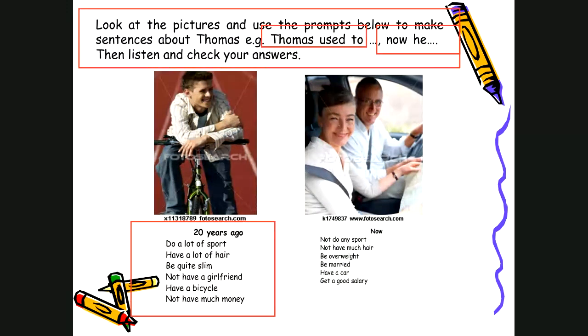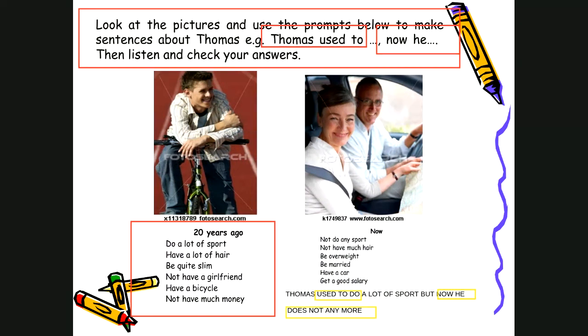I will write one example for you to know how to write it down. So it would be: Thomas used to do a lot of sport, but now he does not anymore. All right, notice I am using right here the expression used to do, and because I am comparing, I'm saying now he does not anymore.